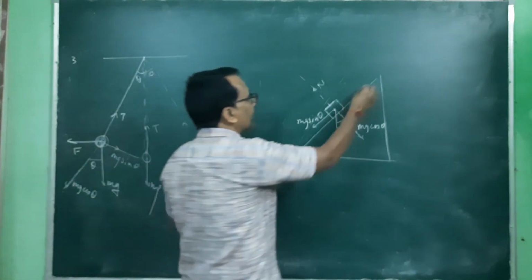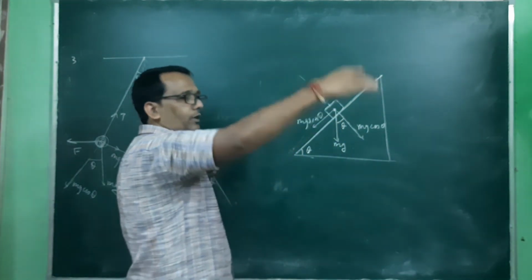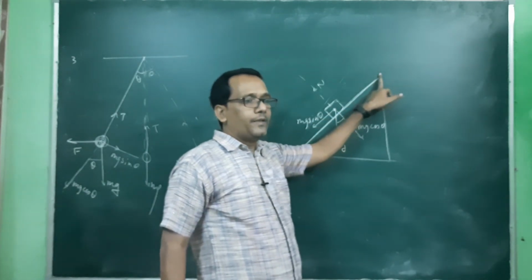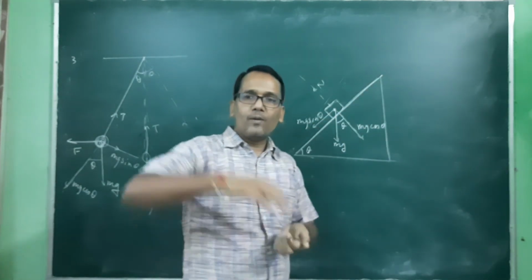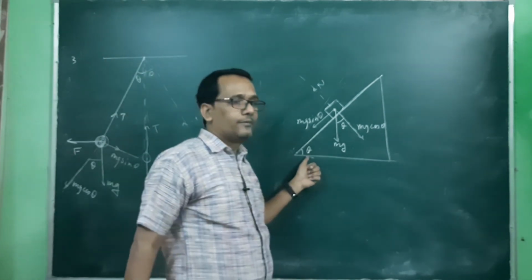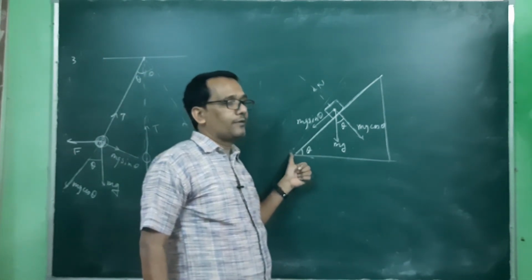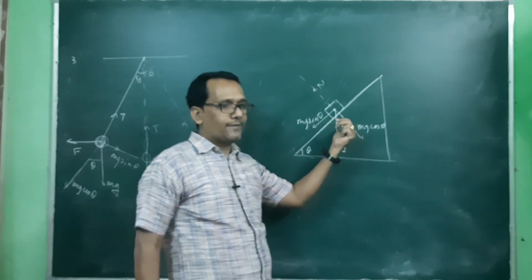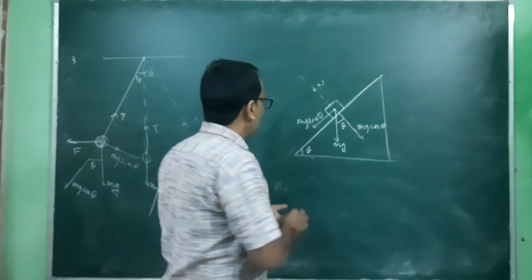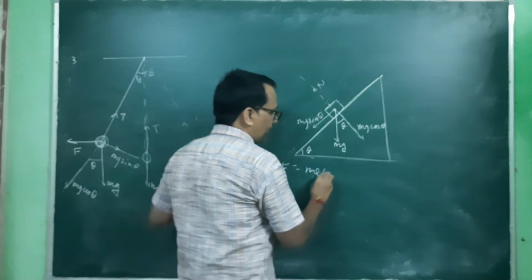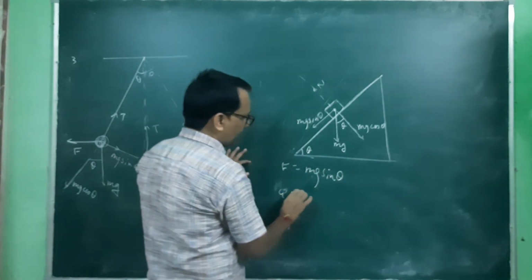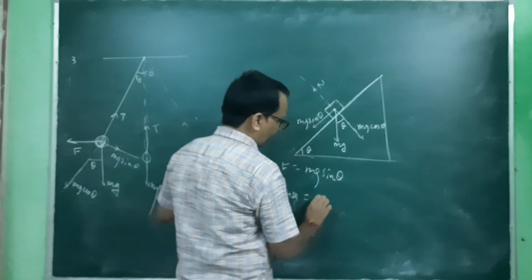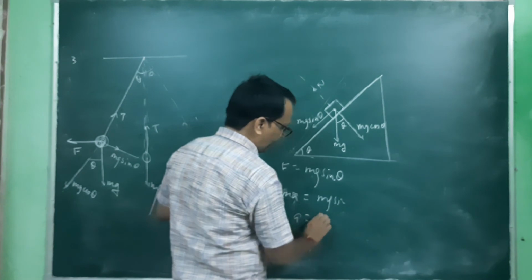So if this side is given, this is equivalent to the total distance d. The initial velocity is 0, as we released it from there, and this angle is theta. So we can calculate at what speed it will reach here. Because we have this force mg sin theta, we can calculate acceleration. F is equal to mg sin theta. So ma is equal to mg sin theta, m is cancelled, so a is equal to g sin theta.